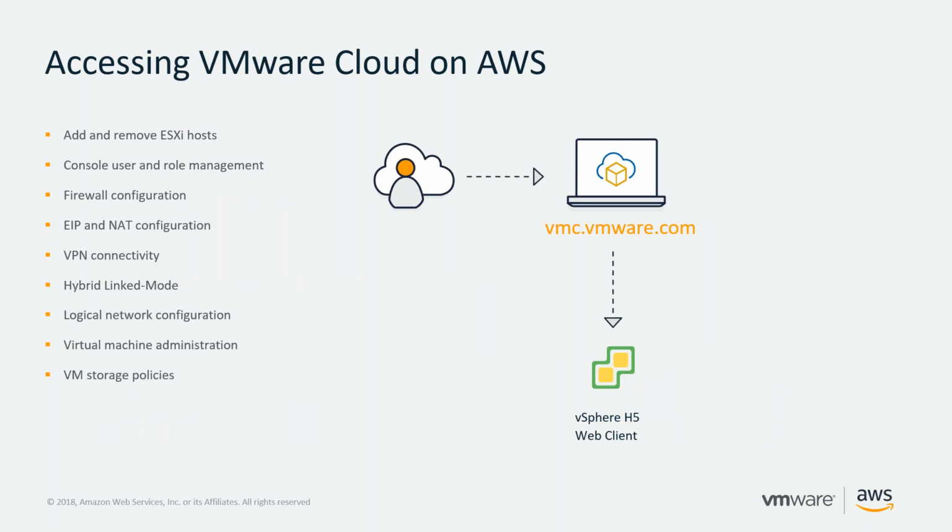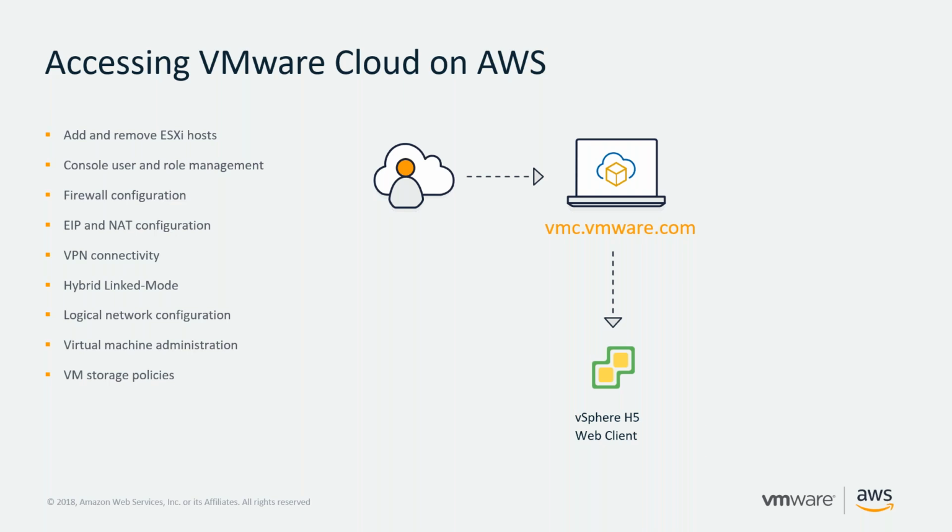So when you access the VMware Cloud on AWS console through vmc.vmware.com, you have the option to add and remove ESXi hosts to your SDDC. You do have the option for console user and role management to configure that. And then if you want to configure your firewall rules, by all means, you can do that as well. You do have the option to utilize the EIPs in that configuration and set that up as needed. And then even establish VPN connectivity.